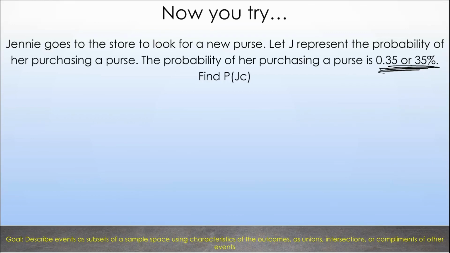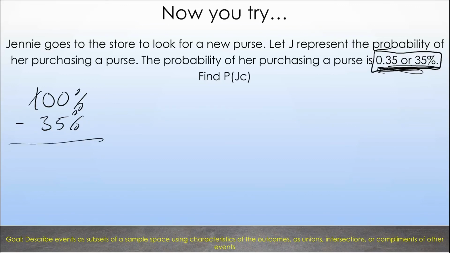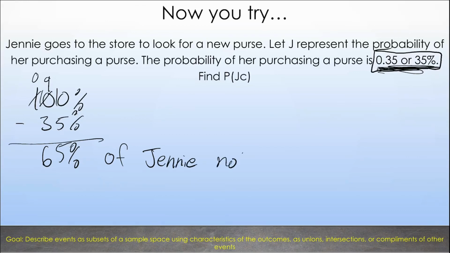All right. So if this is the probability right here of her buying a purse, the probability of her not buying a purse would be everything else to 100%, right? So all we would do is take that 100% and subtract the 35%, and do a little borrowing here. We get 65% chance of Jenny not buying a purse.